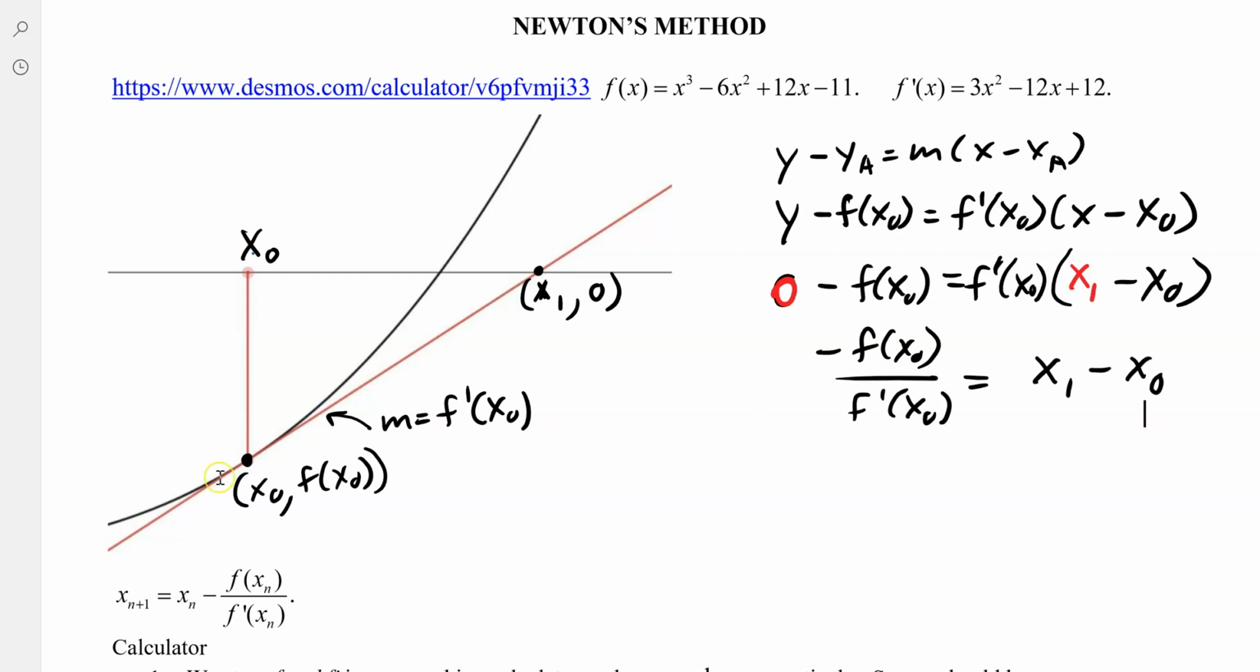Again, we're trying to find x sub 1, and we're going to have a formula here that will allow us to repeat this. So we get x sub 1 equals x sub 0 minus f of x sub 0 divided by f prime of x sub 0. This is our formula to find x sub 1. If we take our point, plug it into the function, plug it into the derivative, and simplify it, we get x sub 1. Now, we're going to continue the same thing over and over again.